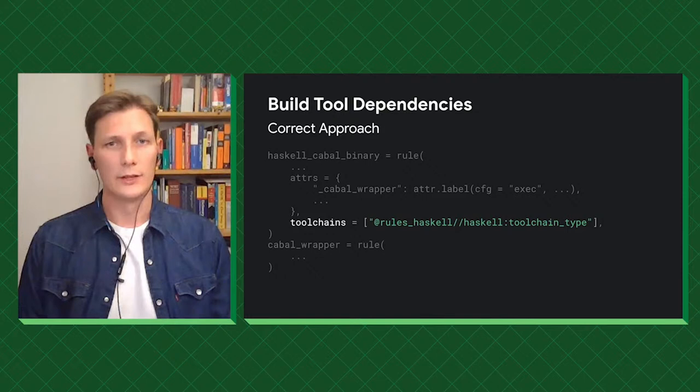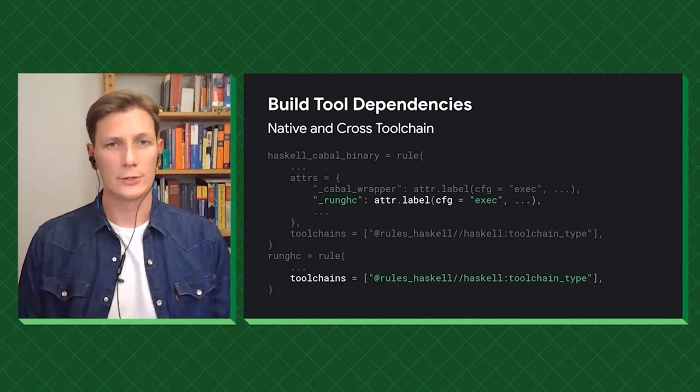The Cabal rules are an interesting case. It turns out that we actually need both types of toolchain dependencies. We need the cross-toolchain to compile the Haskell Cabal package correctly, but we also need the native toolchain to interpret the package's build script, which is itself written in Haskell. We achieve this by adding another tool dependency to the Cabal rules that picks up the Haskell script interpreter, run-GHC, from the native toolchain. In summary, if the rule depends on the toolchain, you will get the cross-toolchain. If the toolchain or a build tool depends on the toolchain, then you will get the native toolchain.